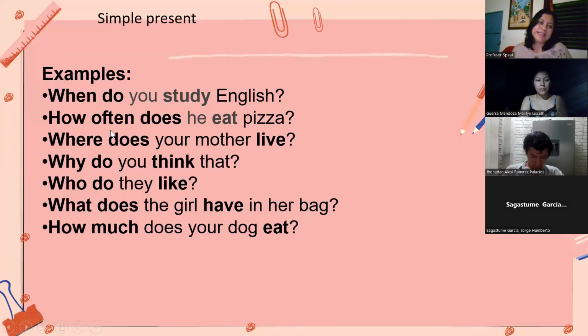Here I have more examples. When do you study English? How often does he eat pizza? Where does your mother live? Why do you think that? Who do they like? What does the girl have in her bag? How much does your dog eat? Okay, so these are other examples of WH questions, okay?